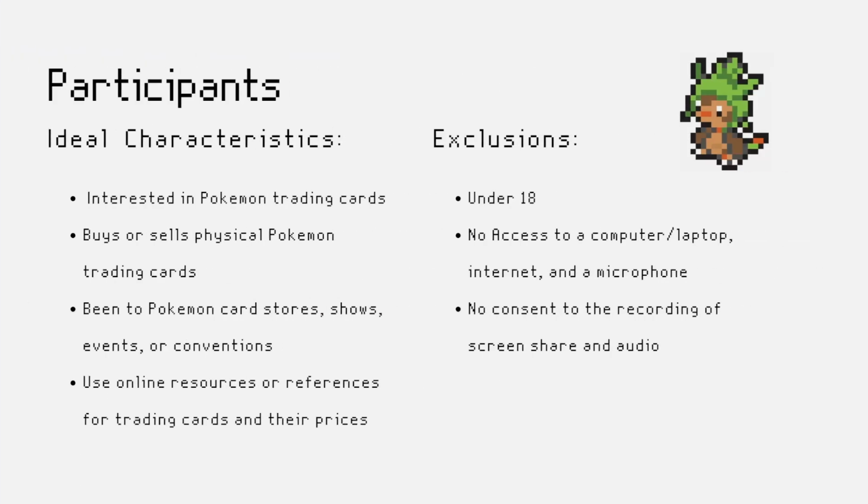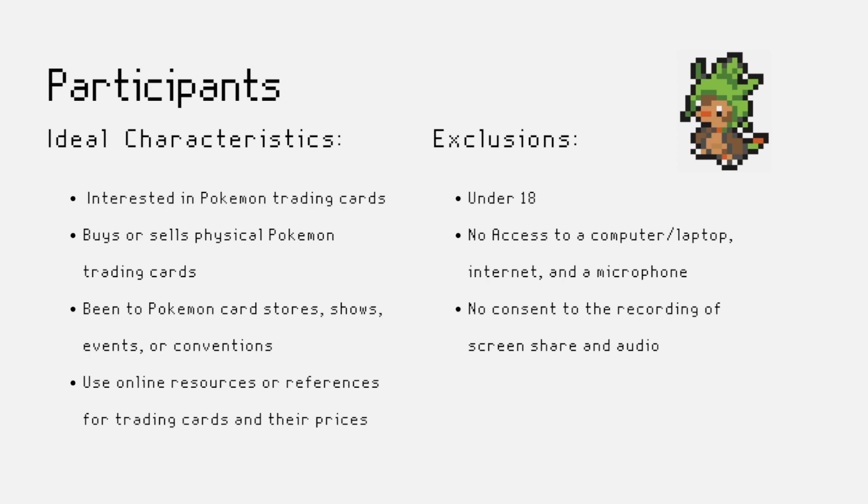To gain the most insightful data, I aim to recruit a diverse group of individuals to uncover the range of potential challenges and improvements for the website. The ideal characteristics align with what real users of the site are like. They are interested in collecting, buying, or selling physical Pokemon trading cards. They've been to a physical location for trading, buying, or selling cards, and they use online resources for trading cards and their prices.